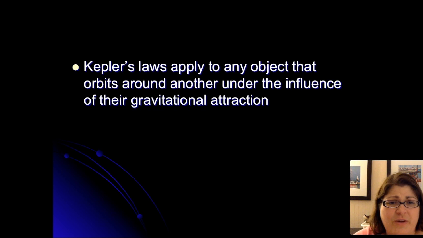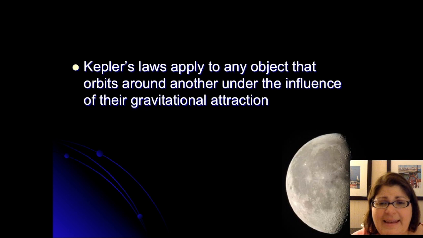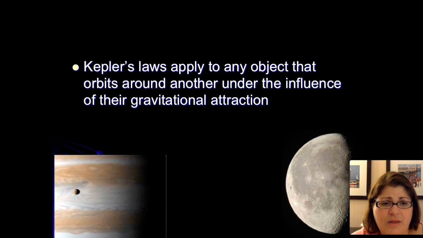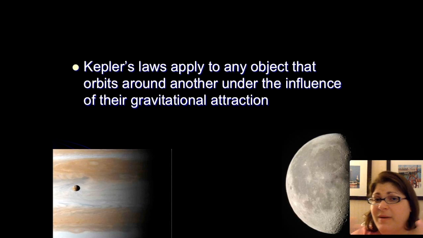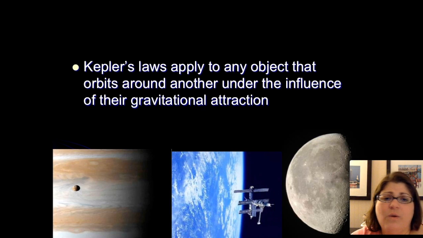Finally, it's important to note, I've been mostly talking about planets and the sun, but this applies to anything that orbits. So our moon orbiting Earth, another moon like one of Jupiter's moons orbiting Jupiter, an exoplanet orbiting a different star, or even a man-made satellite orbiting Earth.